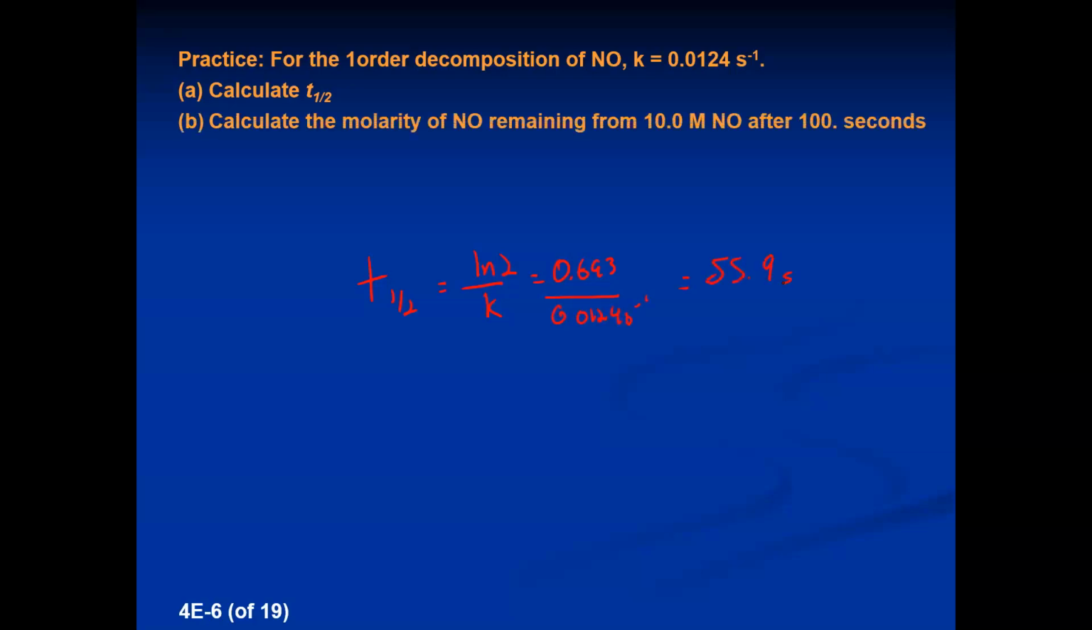Okay, second part: calculate the molarity of NO remaining from 10 molar NO after 100 seconds. All right, this one's a little trickier. So try this one. We've decided, yes, it is first order, and so we use this for our half-life. Now we need to use the other equation, which I'm not going to help you with, to calculate the molarity of NO remaining from 10 molar after 100 seconds. Try this one, and then we'll go over it together in just a second.